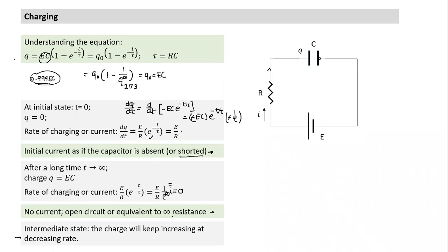What does this mean? Why are you saying at a decreasing rate? Why have I used the word in intermediate state, the charge will keep increasing at a decreasing rate? Gayatri, can you tell me why I have used the word decreasing rate? Do you understand the meaning of this statement? Do you understand the logic behind this statement? Charge will keep increasing.